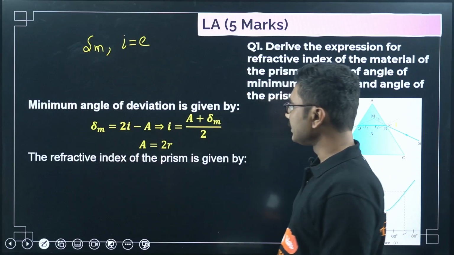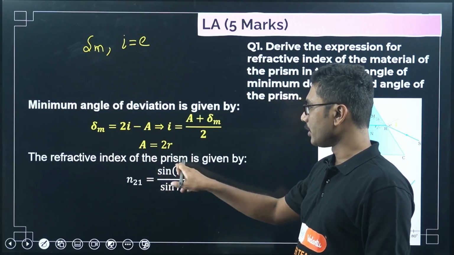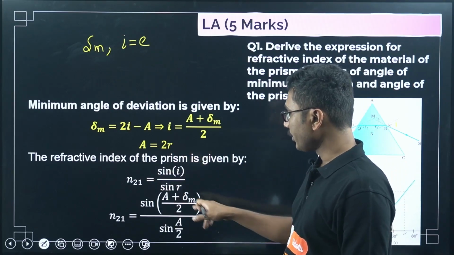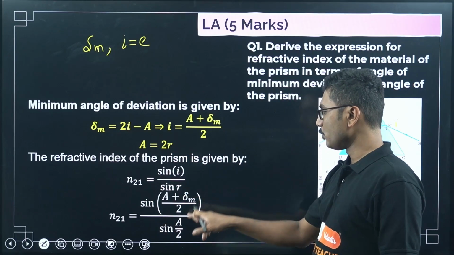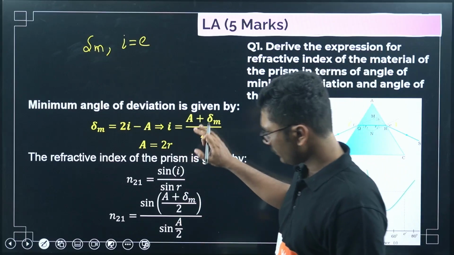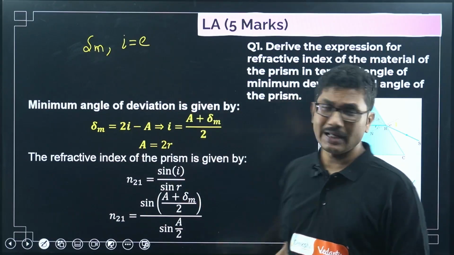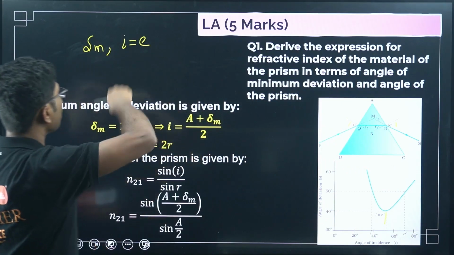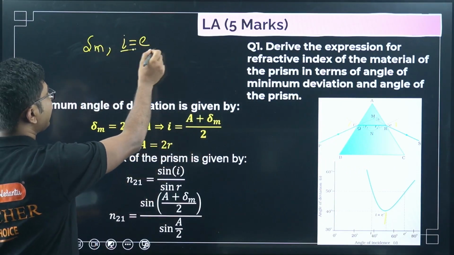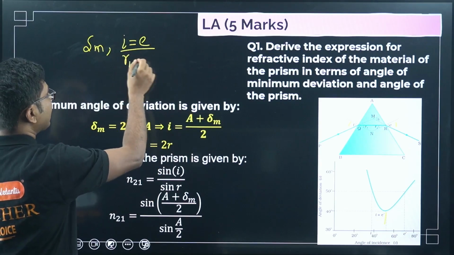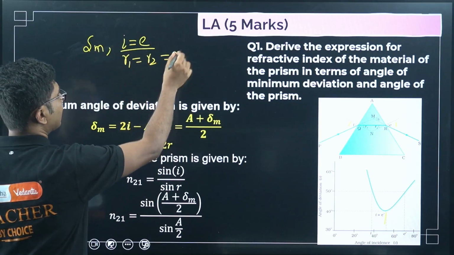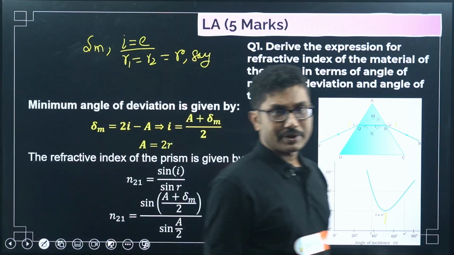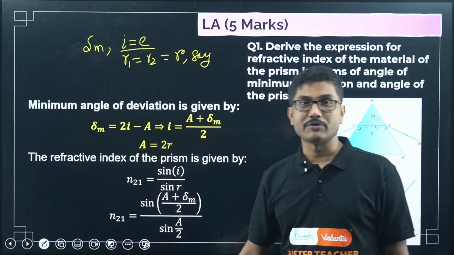The refractive index is given by n21 is equal to sin i by sin r, and then you have to put the values here. So sin of (A plus delta m) by 2 and sin A by 2. You have to write these minimum things along with the description of the diagram and the condition that you have to mention. For delta m, I is equal to E and R1 equals R2 equals R. Then you can write these two equations. These are the minimum steps that you have to write.